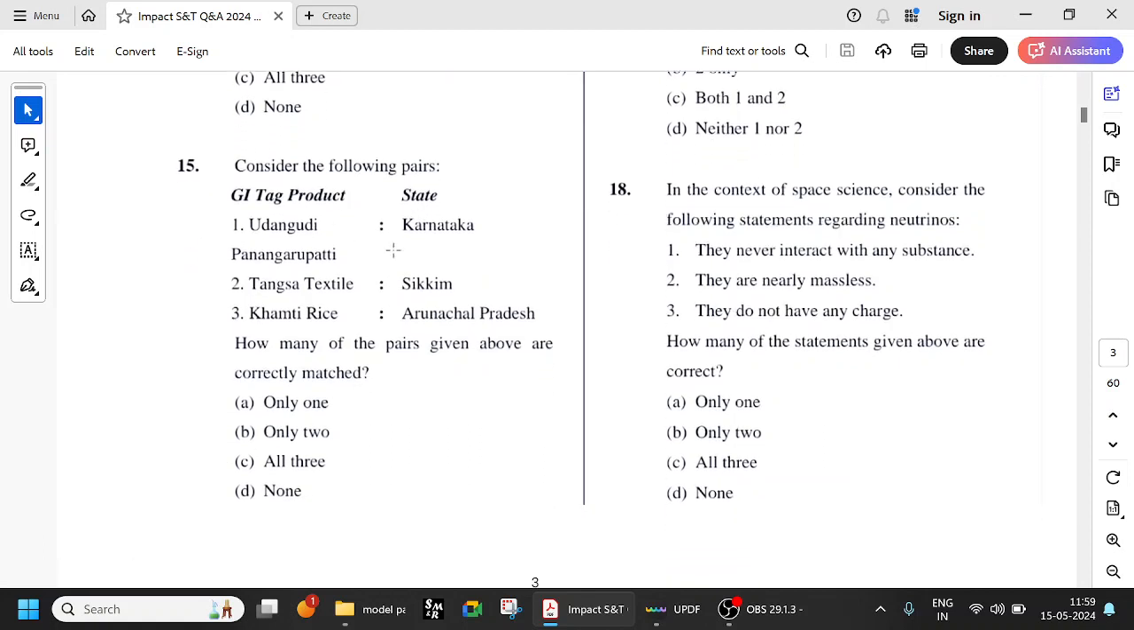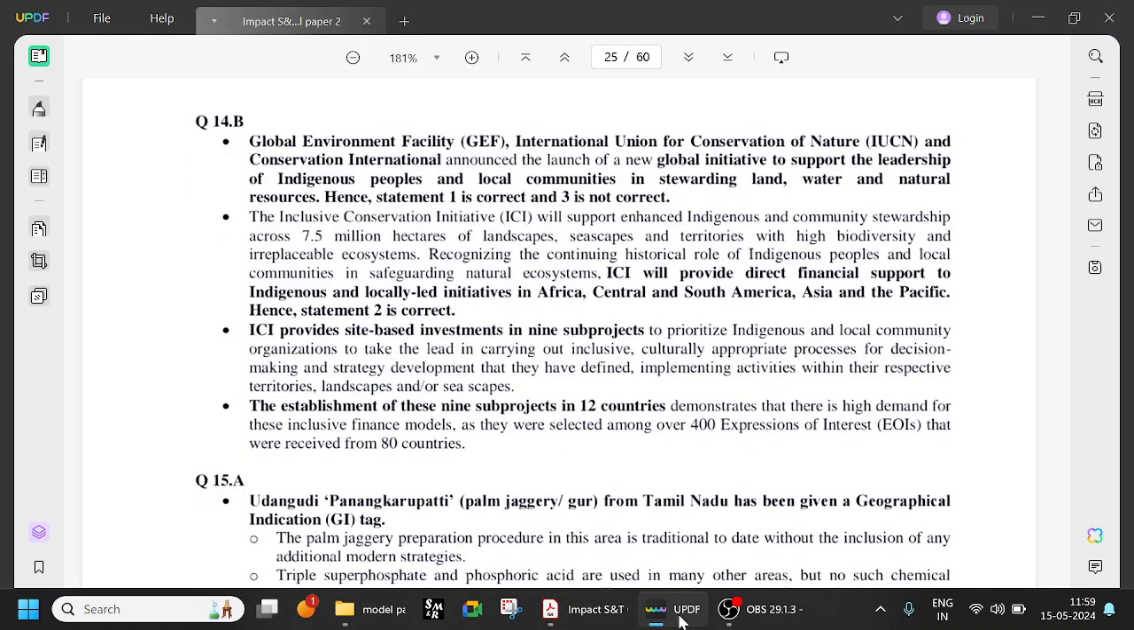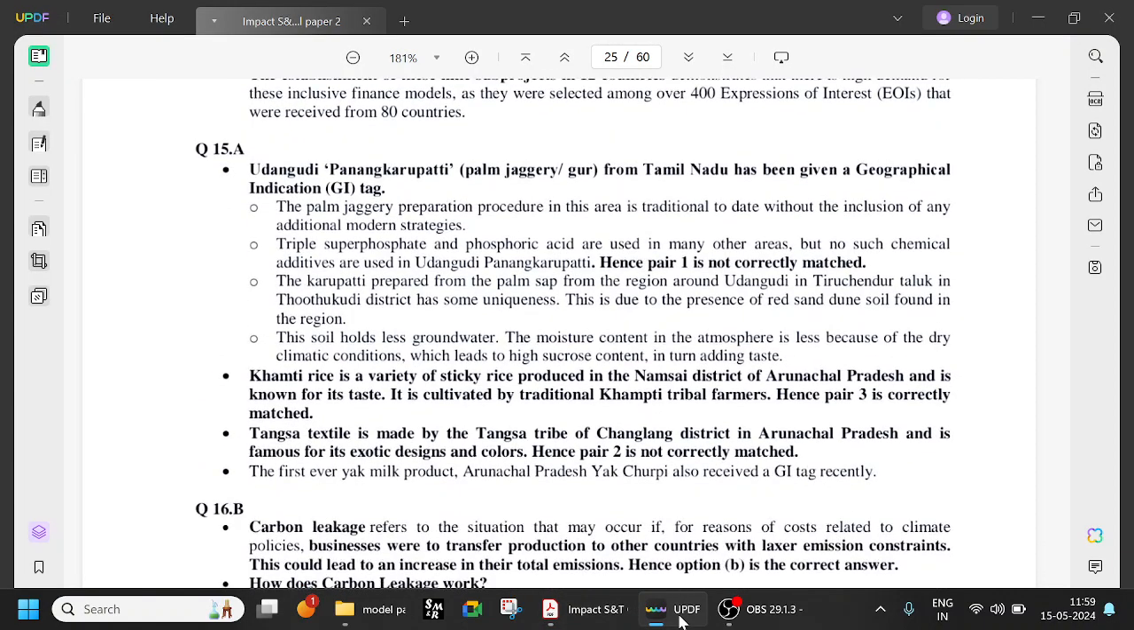Consider the following pairs with the GI tags. So GI tags are also very important. Let us see. Udangudi Panankarupatti is a palm jaggery or gur from Tamil Nadu and has been given a geographical indication tag. So a lot of products are getting GI tags recently. There are so many things. So whatever is recent, we have to go through. There is also a very separate list in the current affairs session I've done. So try to go through that also.